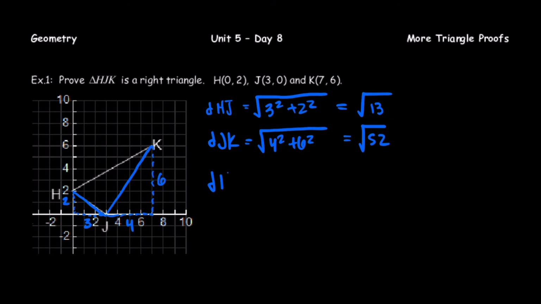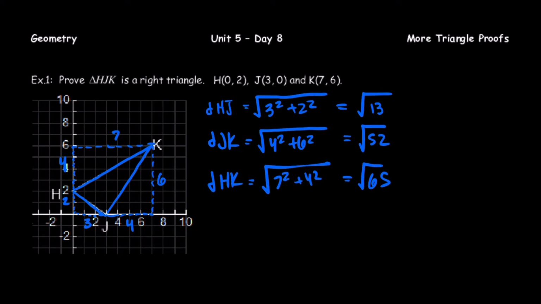Our last side, HK. All right, so I'm finding the length of this side. Let's make that right triangle. Delta y is 4, and delta x is 1, 2, 3, 4, 5, 6, 7. So that would be the square root of 7 squared plus 4 squared. 7 squared is 49, 4 squared is 16. I add those together, I get square root 65.